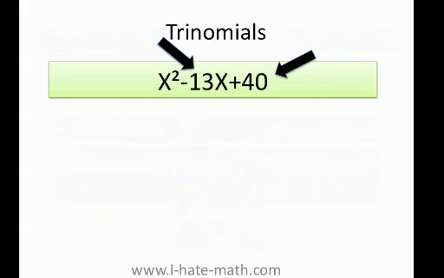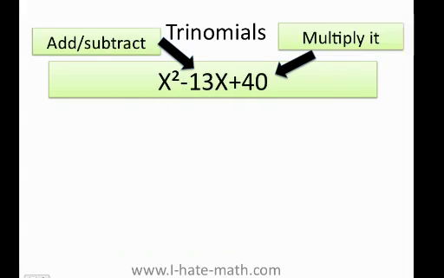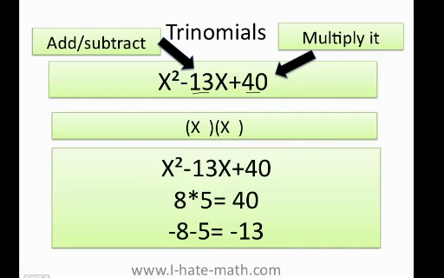Let's do another one. Let's say that we have something like this. Again, remember, I need two numbers. When I multiply them, give me 40. When I add or subtract, give me 13. Let's see if you can tell me the factors of 40. Remember, 4 times 10, 20 times 2, but I'm going to help you. What about 8 times 5? Awesome. Look at this. 8 times 5 is 40.